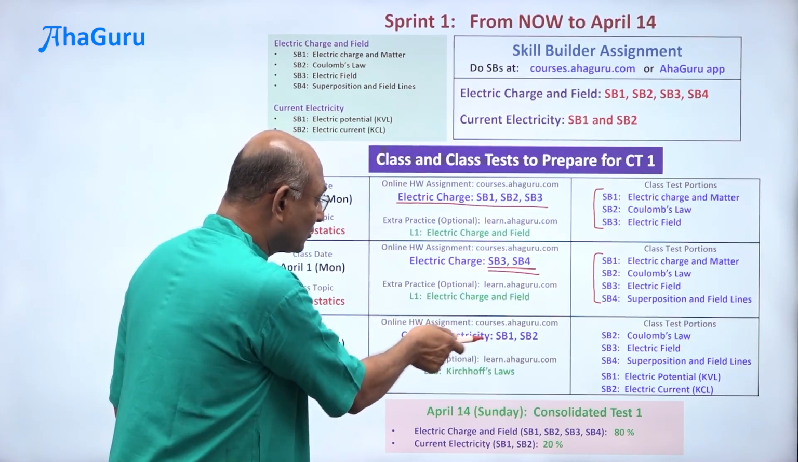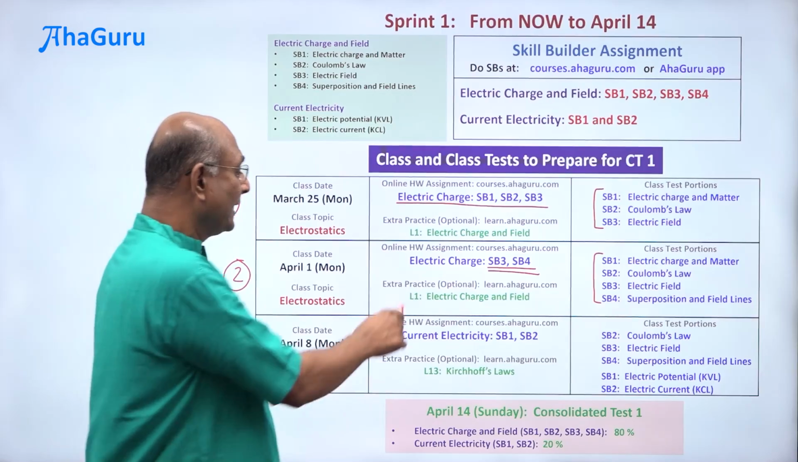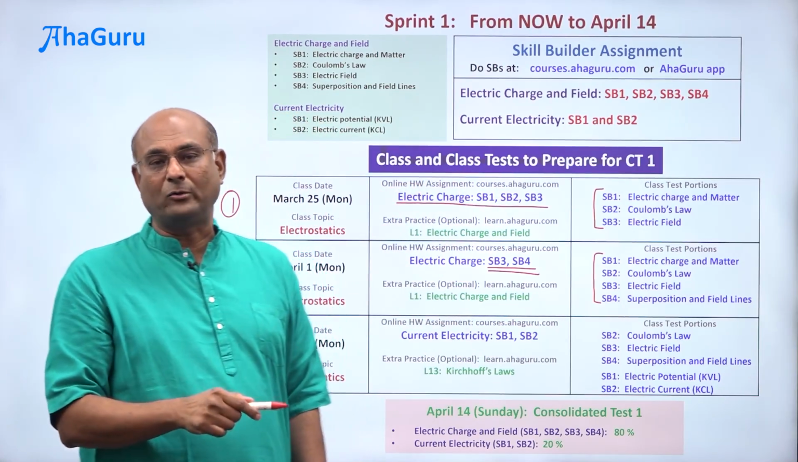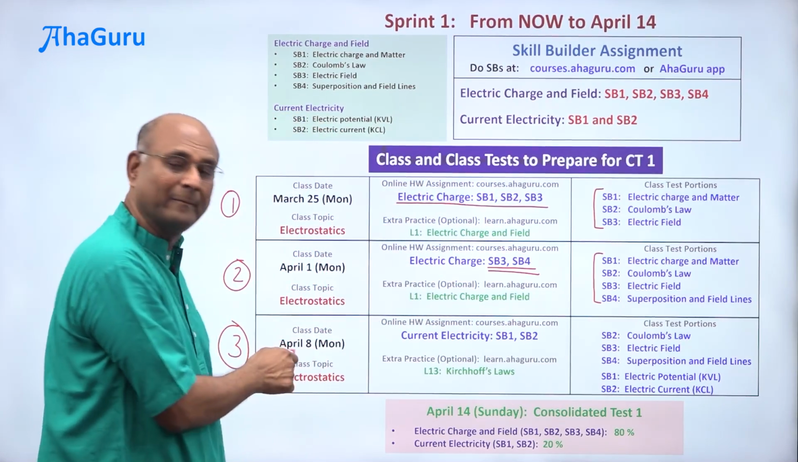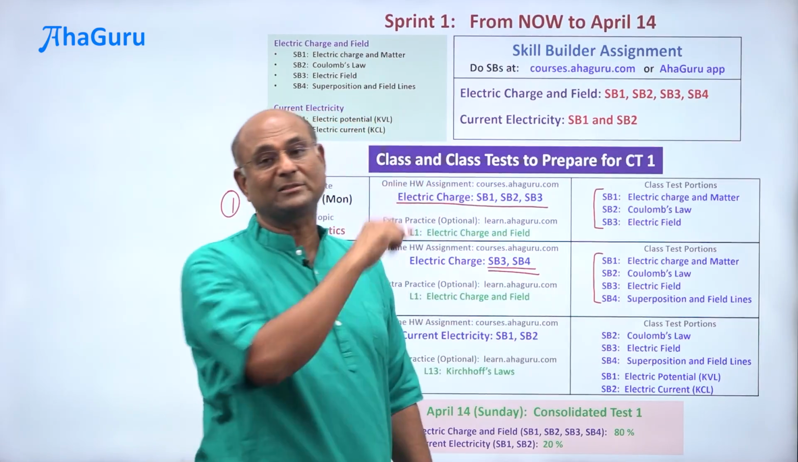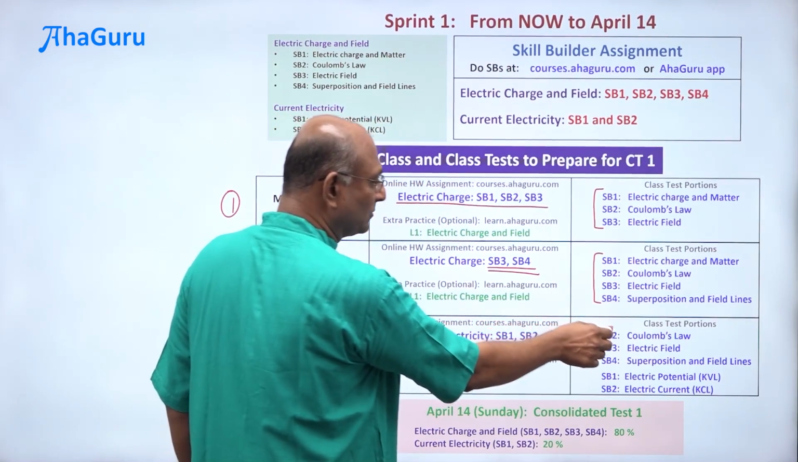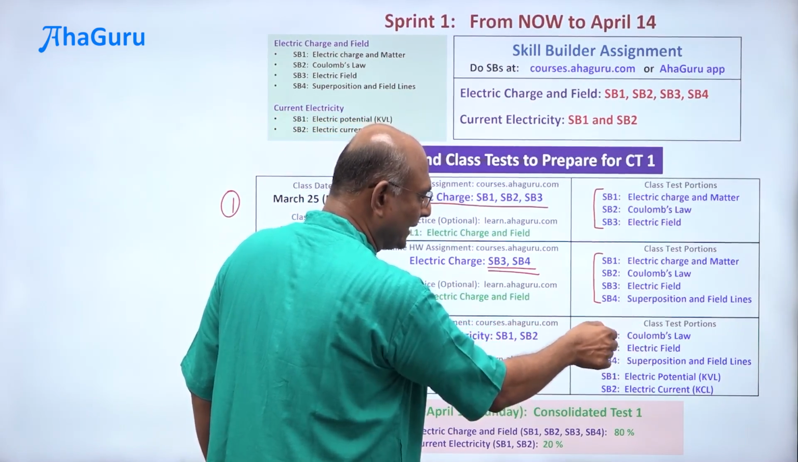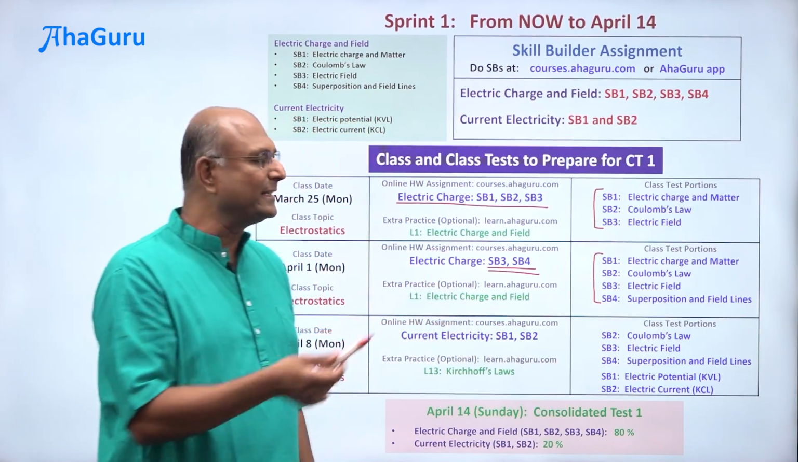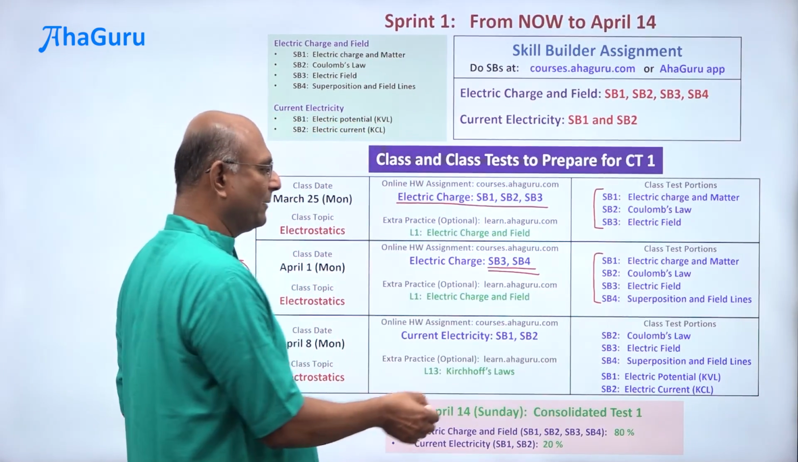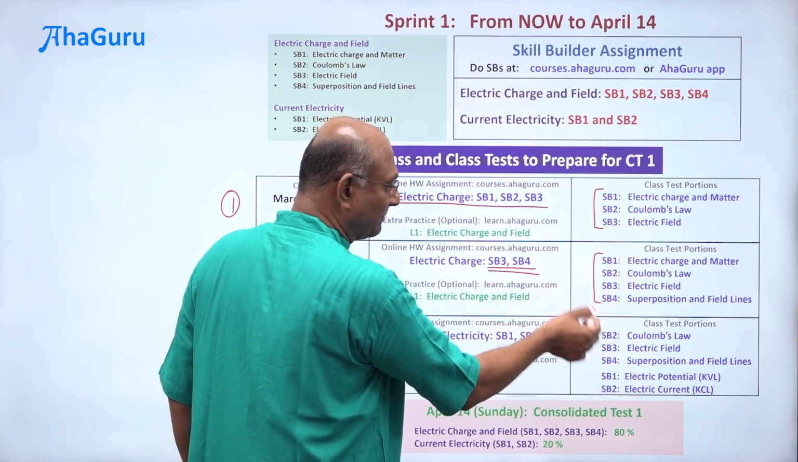But the topic for the online assignment is current electricity SB1, SB2. That has no relationship to the class topic, but the test is going to be based on that. So the test is going to have Coulomb's law, electric field, superposition, SB2, 3, 4. SB1 is quite easy. We have already tested it. So we don't need to worry about that. Hopefully everybody would have finished it by then.